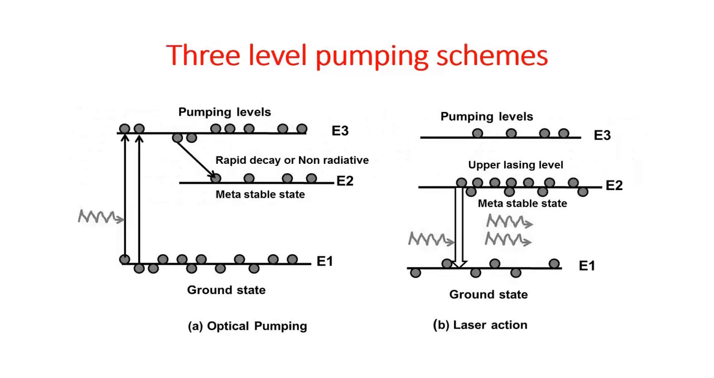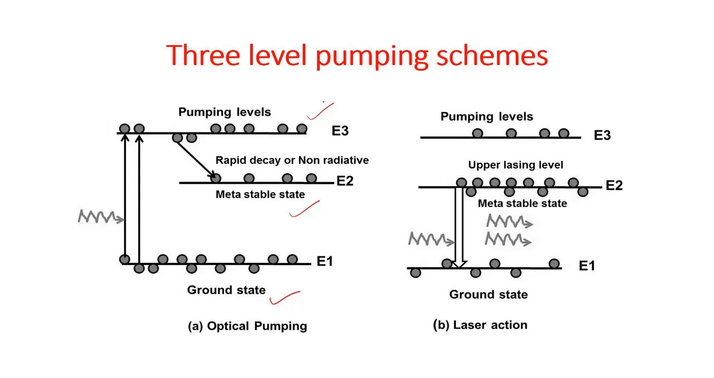3-level pumping schemes. In a 3-level laser, 3 energy levels are involved in the pumping scheme, namely the ground level, the metastable state and the higher energy level as shown in the figure. In a 3-level laser, the three energy levels are the ground state, metastable state and the excited state.